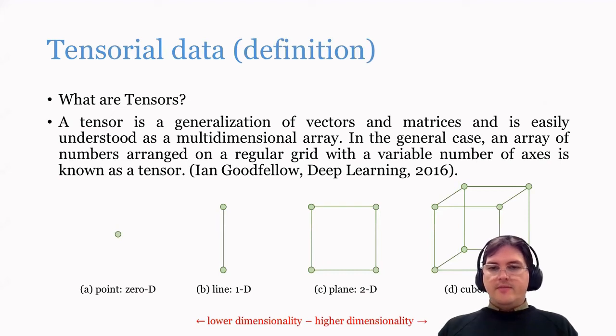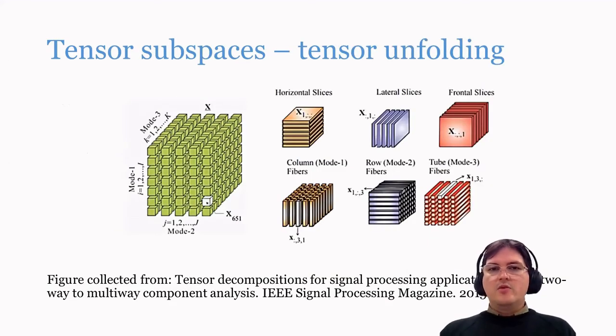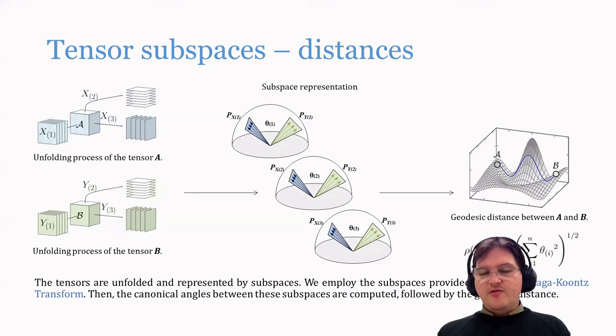Now I'll explain a little bit about tensor analysis. Tensors can be seen as a generalization of a matrix. And because of tensors, many applications we can solve using tensor representation. For dealing with tensors, we should understand how to unfold them correctly. Many types of unfolding procedures are available. The unfolded representation facilitates the use of subspaces.